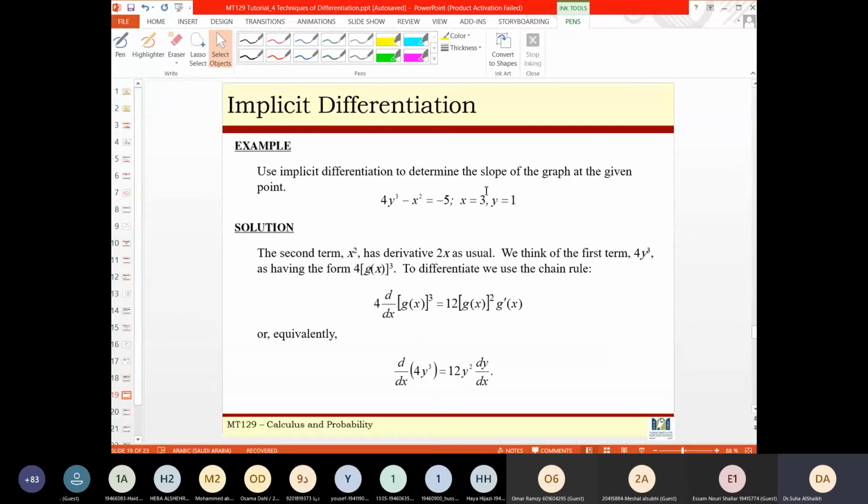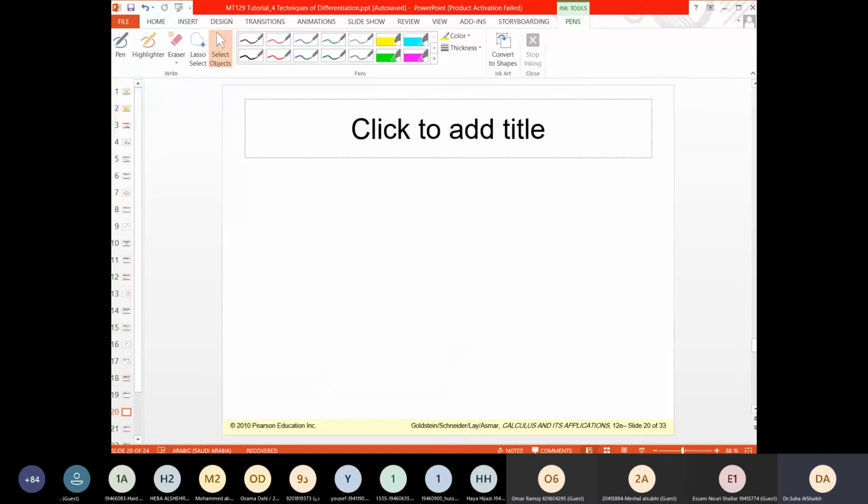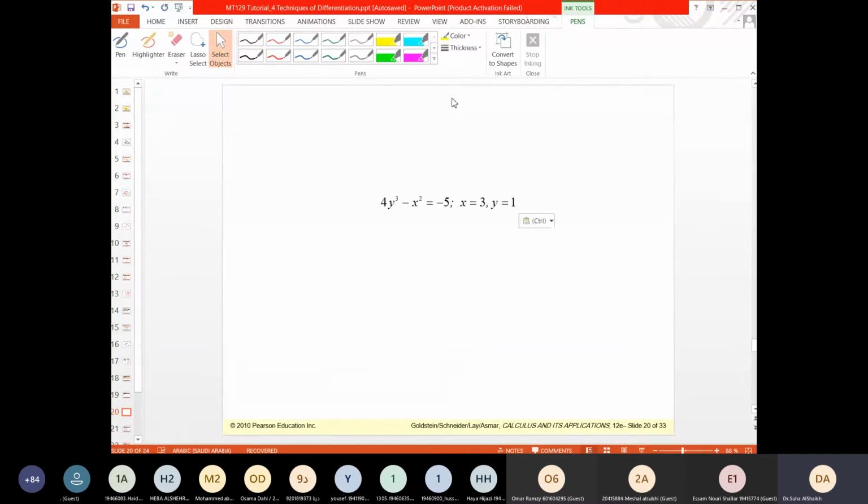And let's do an example to understand how to do that. We have this example. Use implicit differentiation to find the slope of the graph at the given point. I'm going to do this myself. New slide. And here we go. This is the function and this is the point. Have a look at the function.